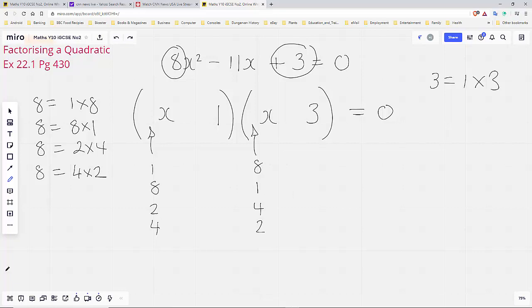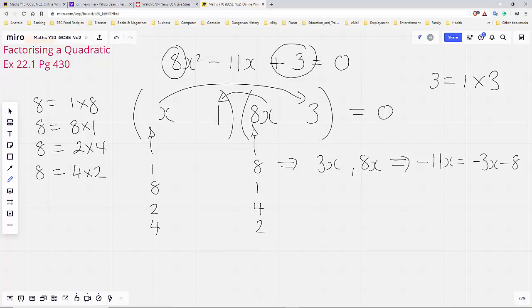So imagine we got a 1x in here, and we're going to multiply that by the 3, and that will give us a 3x. So we'll generate a 3x to start with. And now imagine we had an 8 in here. We'd have an 8 times a 1, we'd end up with 8x. So this could allow us to generate an 11x. We could have a minus 11x equal to minus 3x and another minus 8x. So that would work.